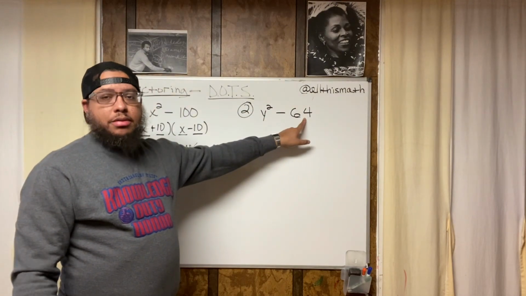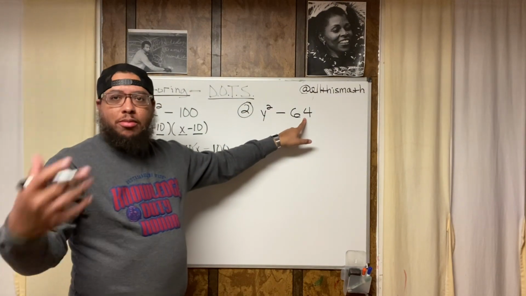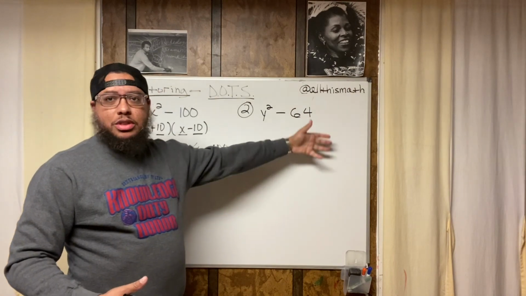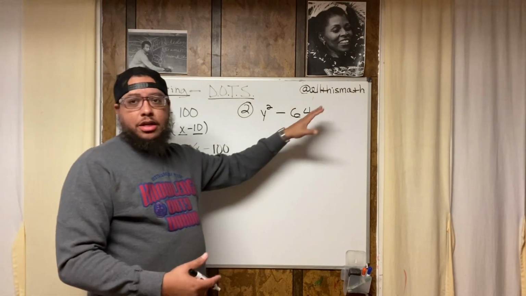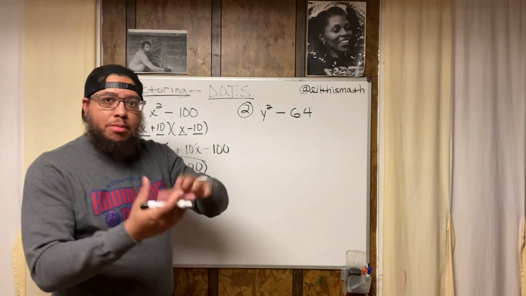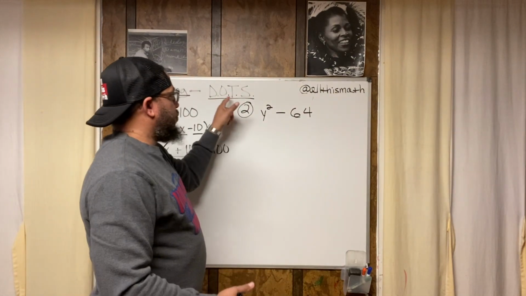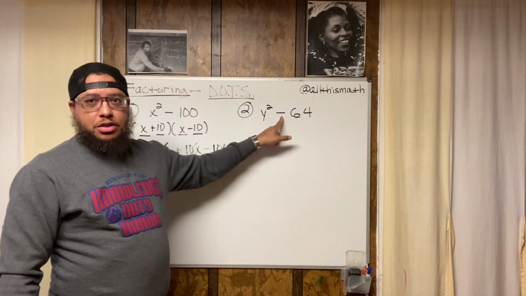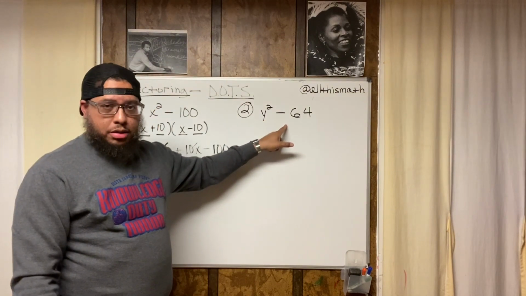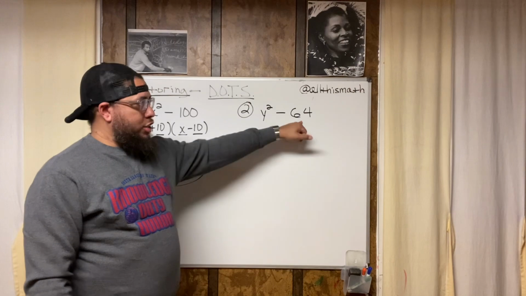Is this a perfect square? Yes, because I have my perfect squares memorized and I know that 8 times 8 equals 64. You can see that in your multiplication table in the back of your black and white marble notebook as well. So I know this is a difference of 2 squares. Difference meaning it has a subtraction sign in between. That's a perfect square and that's a perfect square.